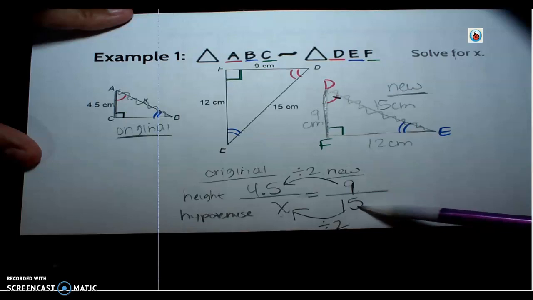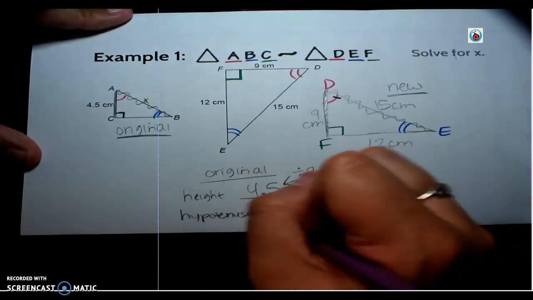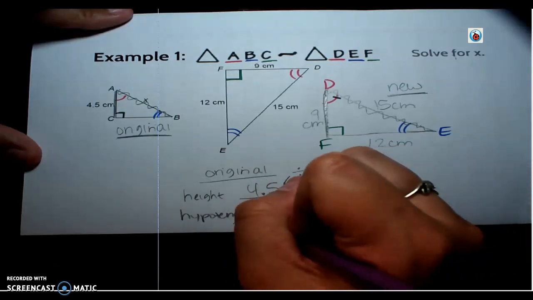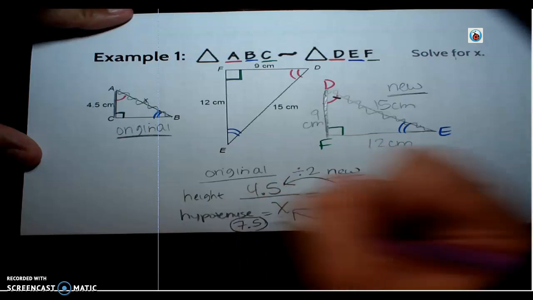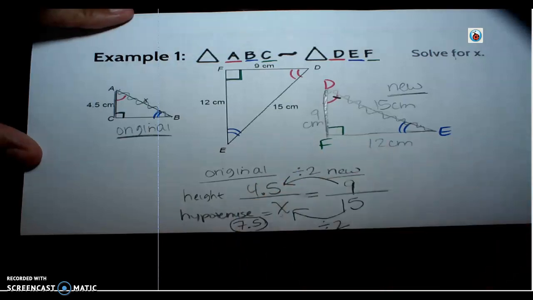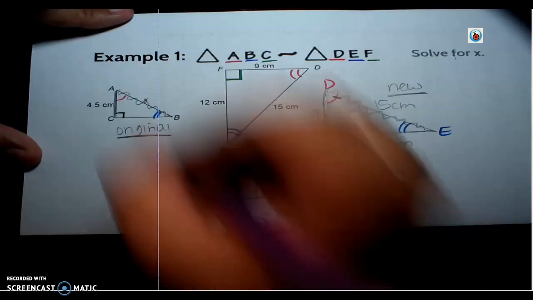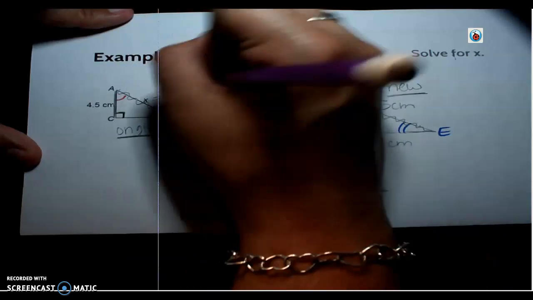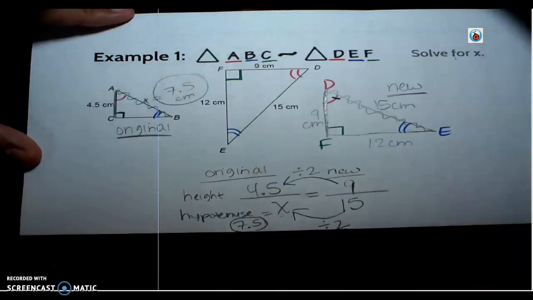And so when I do 15 divided by 2, I get that X equals 7.5. So I just figured out that the hypotenuse for the original shape, X, equals 7.5 centimeters. And that's my solution.